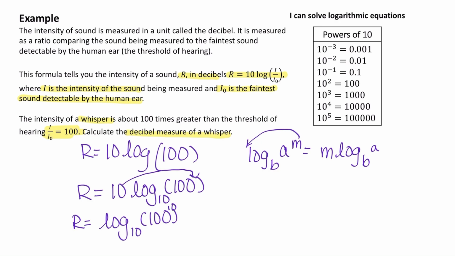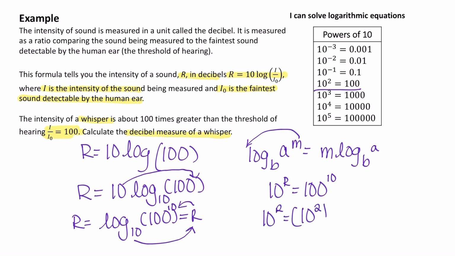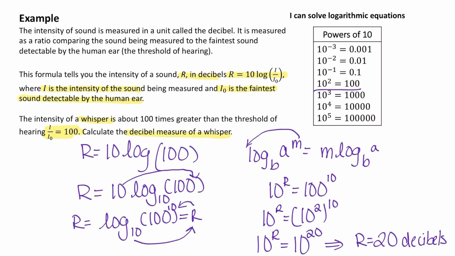Now I can rewrite this in exponential form, right? If I put the R over here, this tells me that 10 to the R equals 100 to the 10th power. Now let's rewrite that 100 as a power of 10. 100 is 10 squared, so I have 10 to the R equals 10 squared to the 10th power. Then I can use the power property, so 10 to the R equals 10 to the 2 times 10, which is 20, which tells me that R equals 20. So 20 decibels is how loud a whisper is.